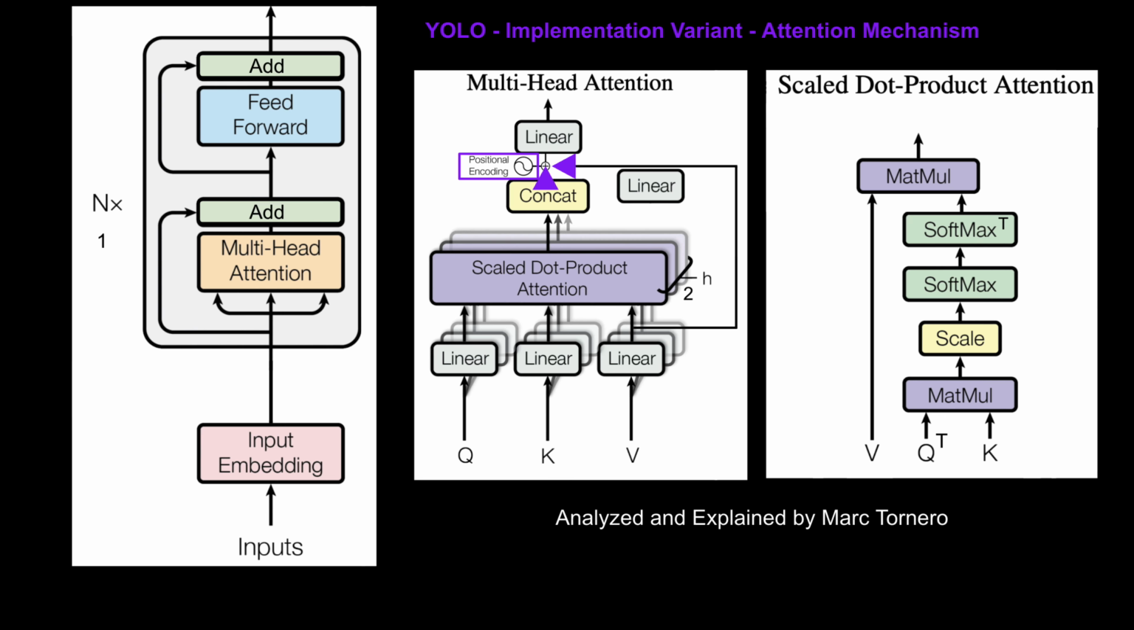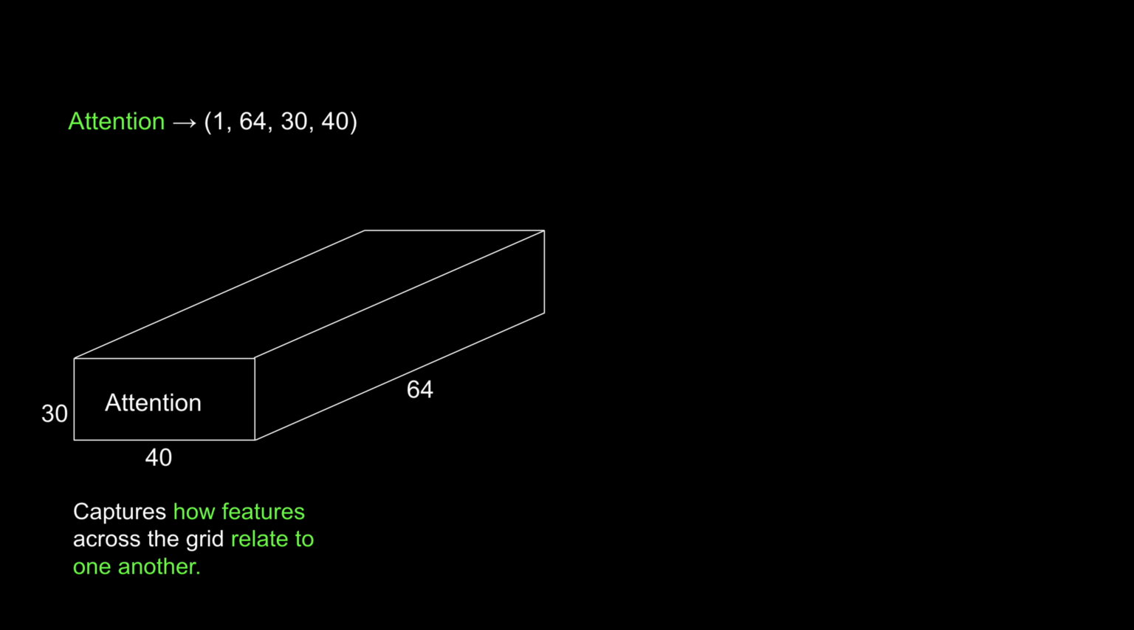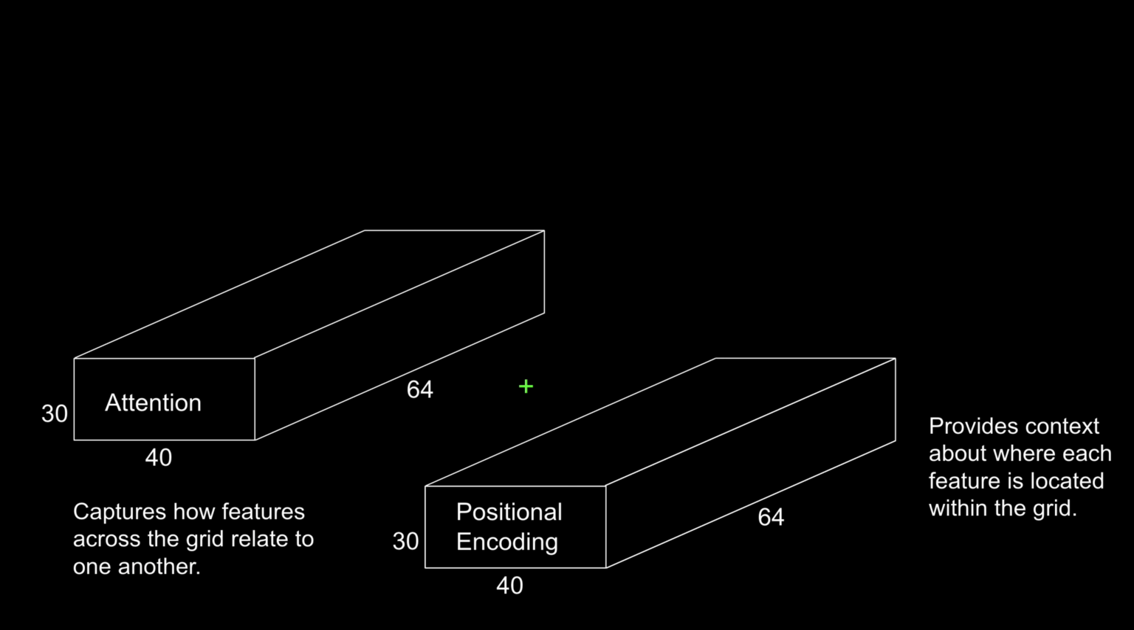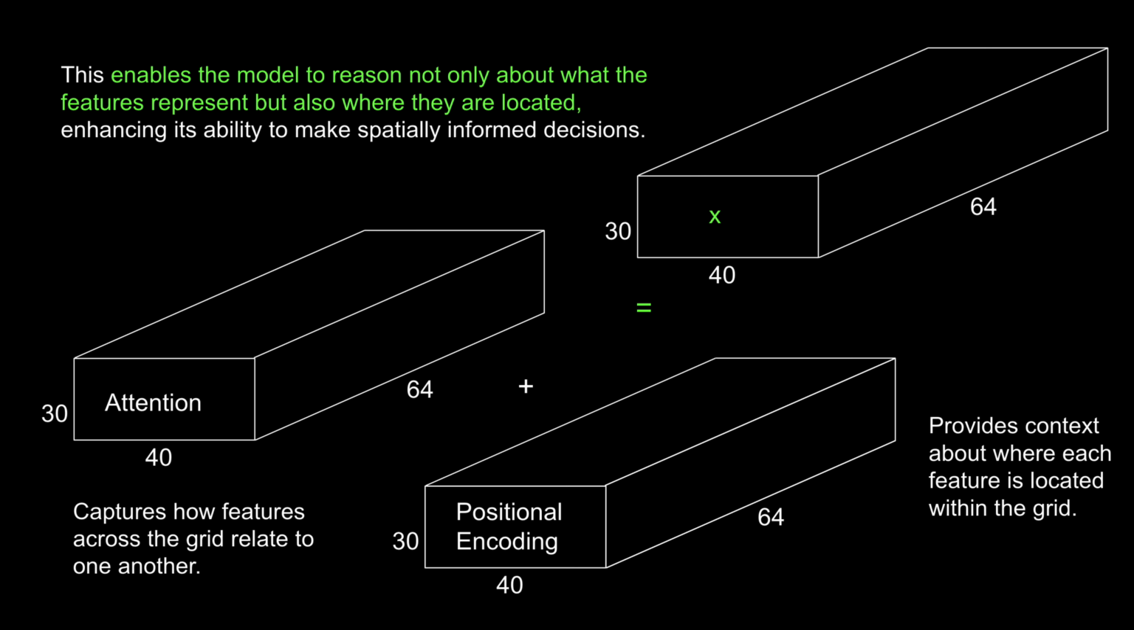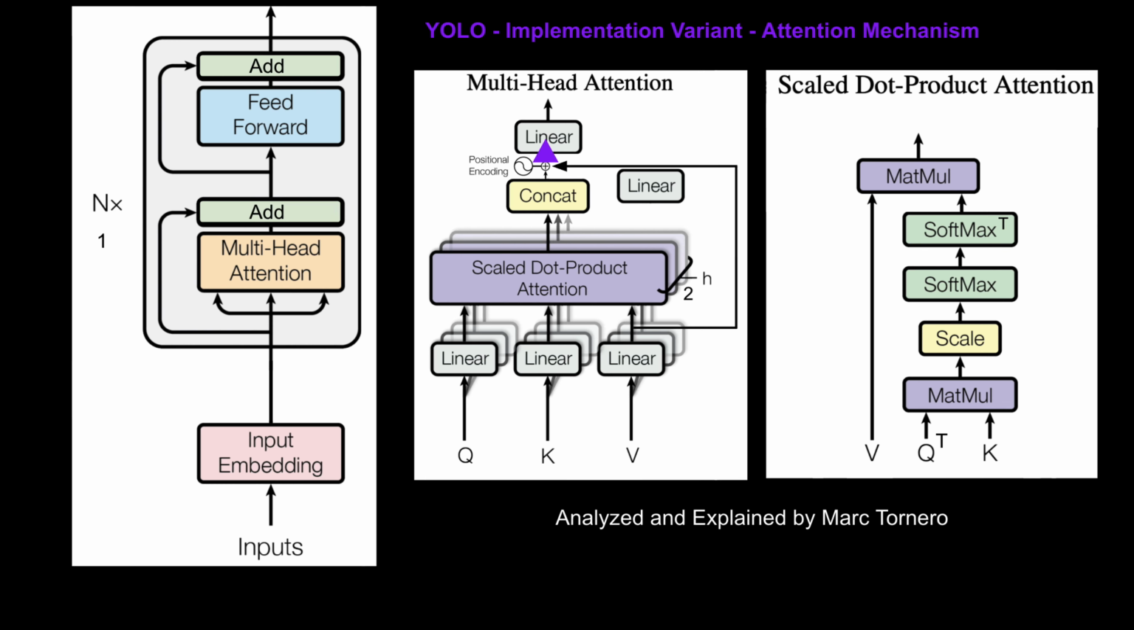Now that we have both tensors, our attention output from earlier and the newly calculated positional encoding, we're ready to combine them in the next operation. All we're doing here is adding the attention tensor, which captures how features across the grid relate to one another, with the positional encoding, which provides context about where each feature is located within the grid. The result is a new tensor that enhances the model's ability to reason not only about what the features represent, but also where they are, allowing for more spatially informed decisions. So, are we done yet?